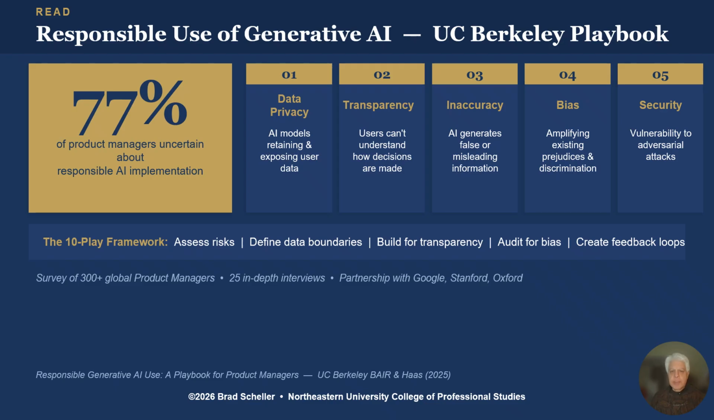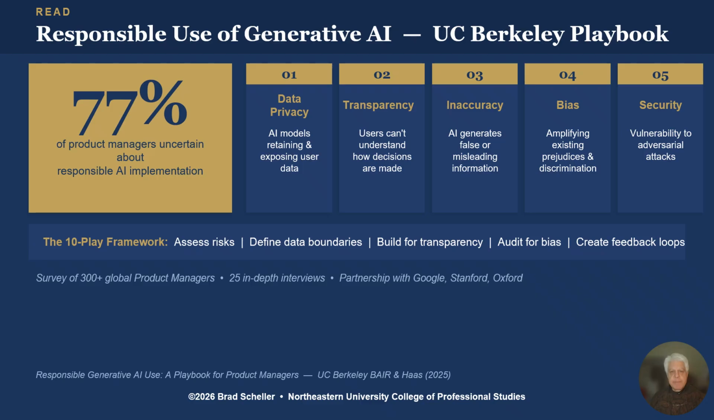Now, the reading this week is the University of California, Berkeley Responsible Use of Generative AI Playbook. It's a 2025 publication from Berkeley's AI Research Lab and the Haas School of Business. It is practical, it's current, and it's directly relevant to the work that you're doing right now.